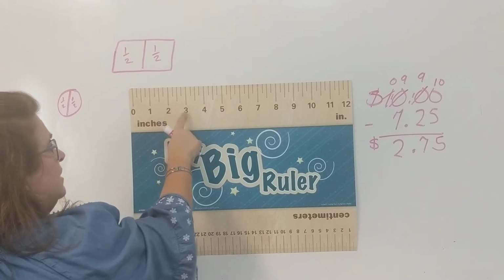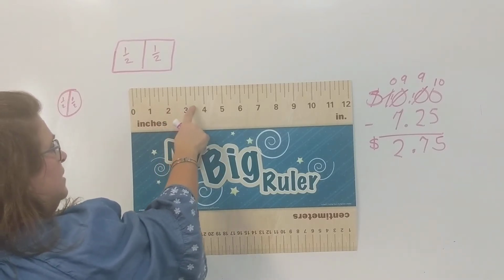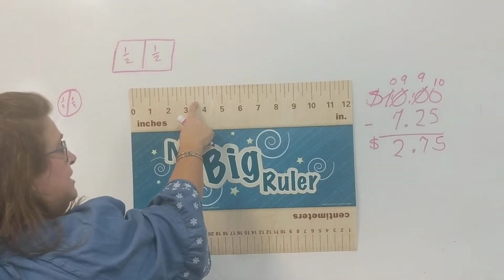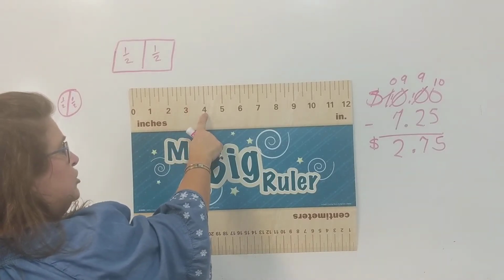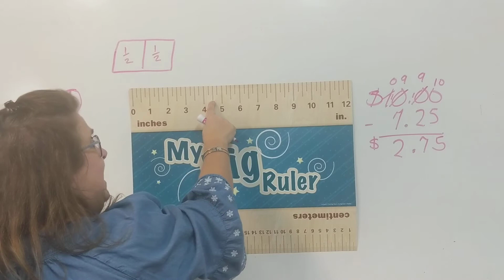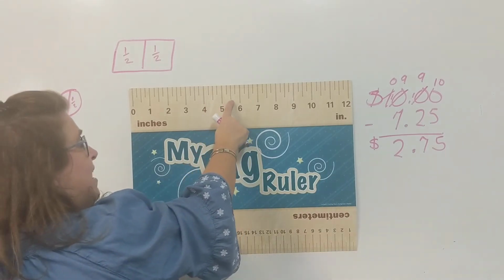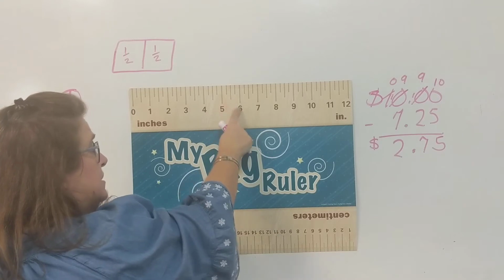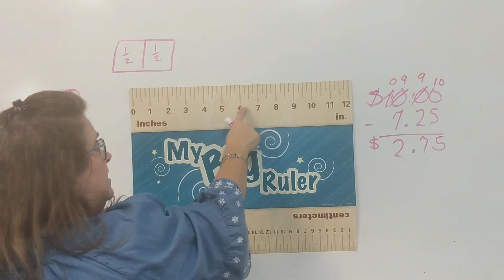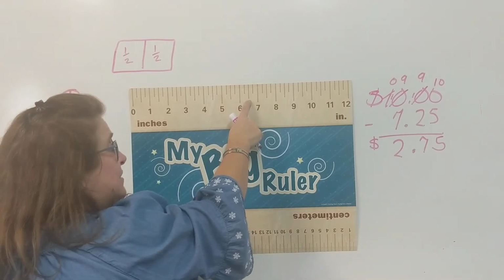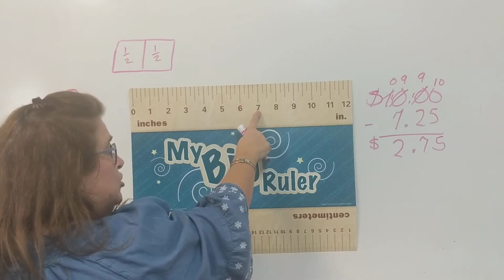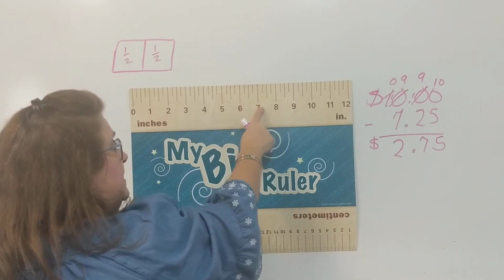2.5 inches. 3 inches. 3.5 inches. 4 inches. 4.5 inches. 5 inches. 5.5 inches. 6 inches. 6.5 inches. 7 inches. I'm going to the line right in the middle.